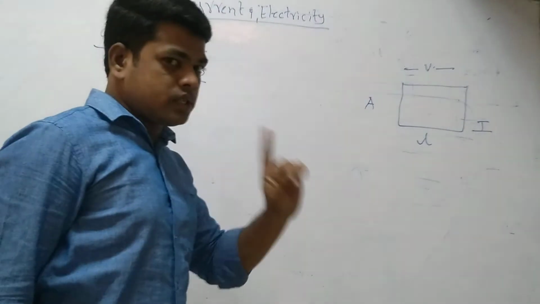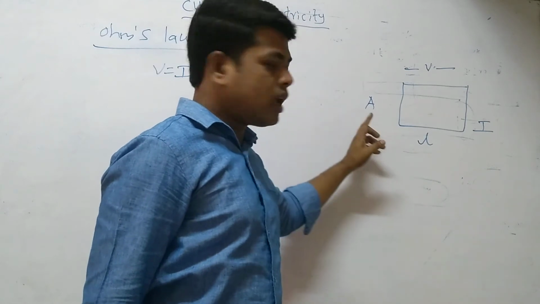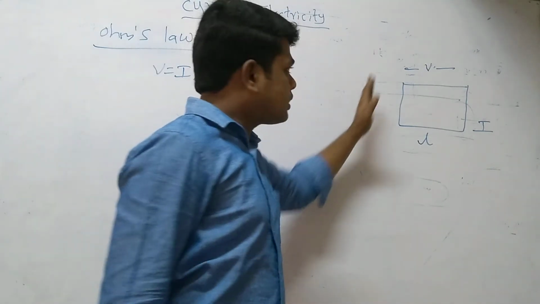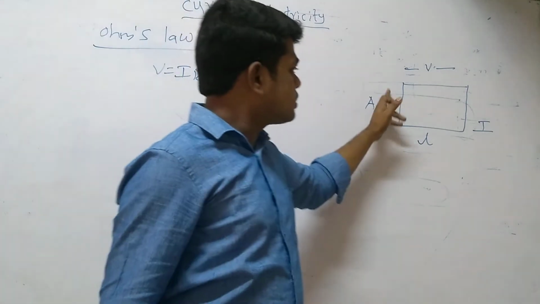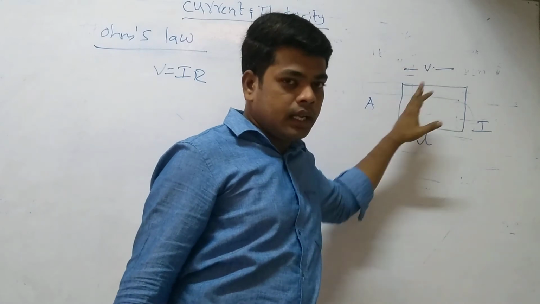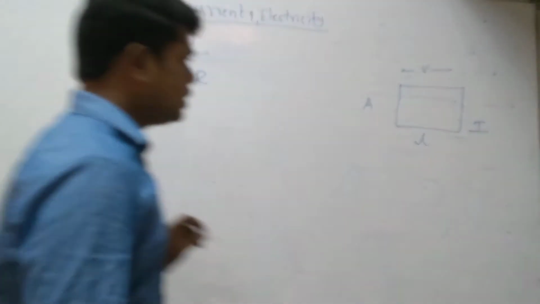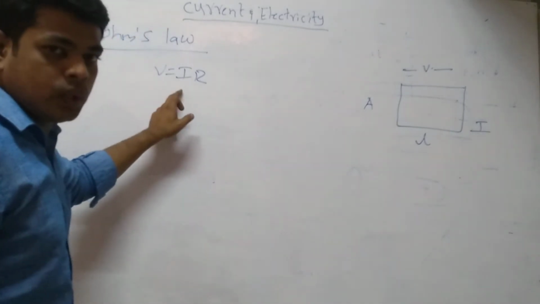So this is only one slab. Here the length is L, the area of cross section is A. The potential difference is observed only at the two ends, this end and this end. It is V. The current in the conductor is I. So for this slab, Ohm's law will become V is equal to IR.